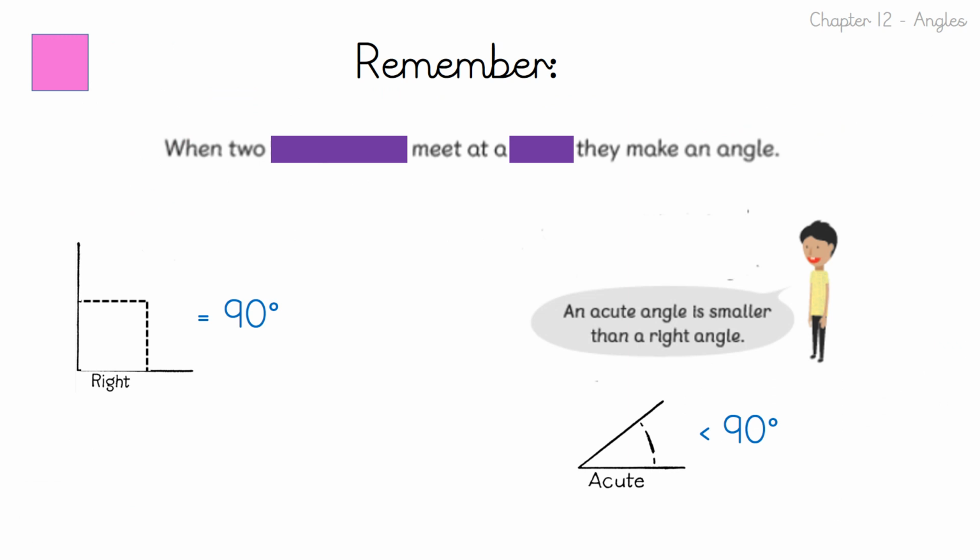So remember, when 2 straight lines meet at a point, they make an angle. We know from last week that right angles are 90-degree angles. And now we know that angles that are smaller than right angles are called acute angles. So we know that an acute angle is smaller than a right angle. We can see here, an acute angle is smaller than a 90-degree angle.